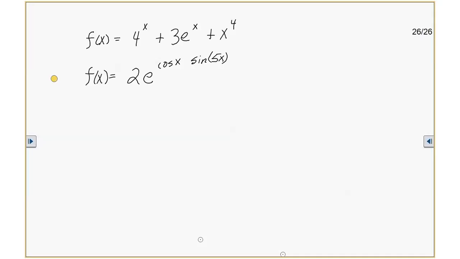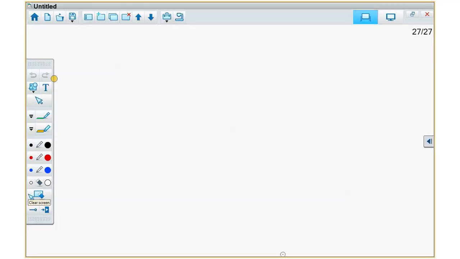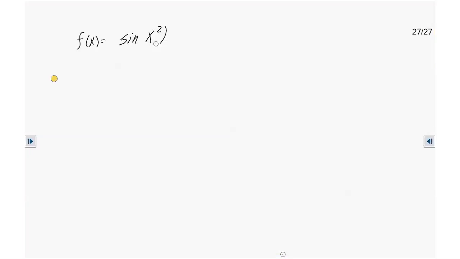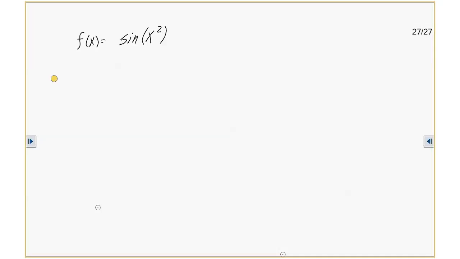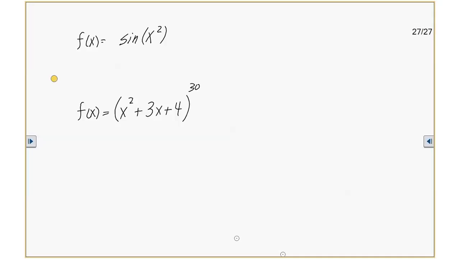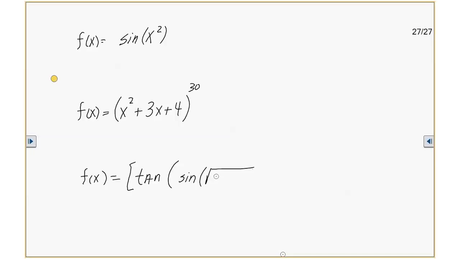Now, here's some chain rules. Let's see how easy you can do those now that you've done all this stuff. f of x is equal to sine of x squared. f of x is equal to x squared plus 3x plus 4 to the 30th power. f of x is equal to the tangent of the sine of x squared plus ax raised to the 5th power. And that was not as bad as you think.